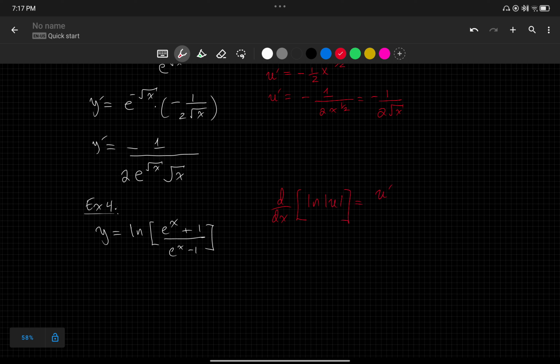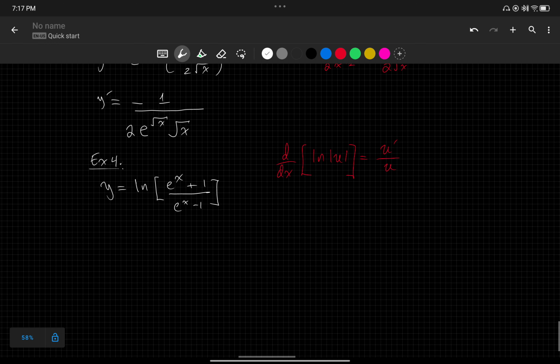It was u prime over u. So that means u is the inside. If you look at u, the inside, and if you take its derivative, you would have to use the quotient rule. So that definitely works. But if you remember, the quotient rule is the harder version of the product rule. So let's not do it that way.